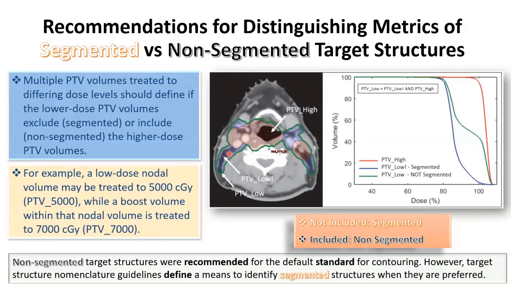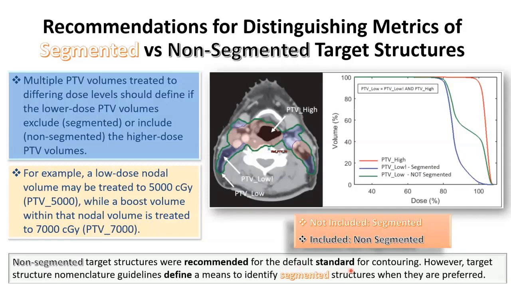The segmented one means it's treated alone. It's not included in the whole volume. This one is not segmented. It means it's there. That's why you can see this bulge of the curve here, because this one is included in the dose of the big volume. Okay? So not included is segmented. Included, not segmented. Not segmented target structures were recommended. So the recommendation is to use not segmented, I mean included in the BTV. So there is an overlap.